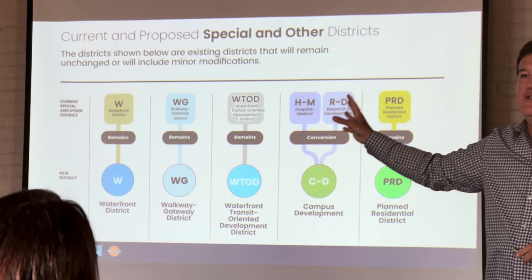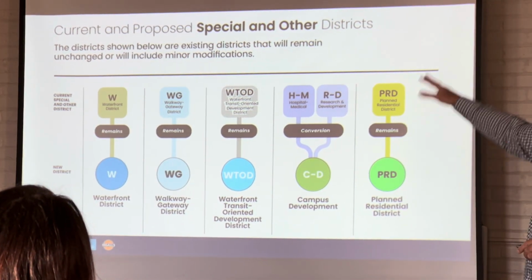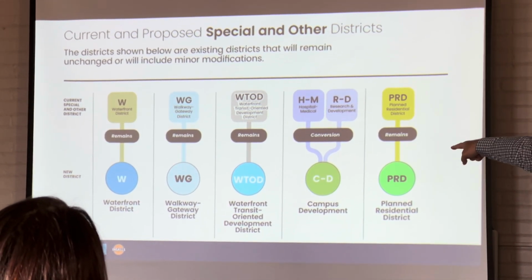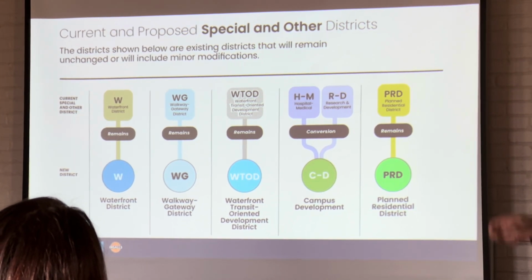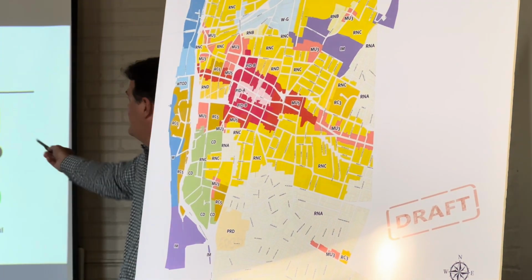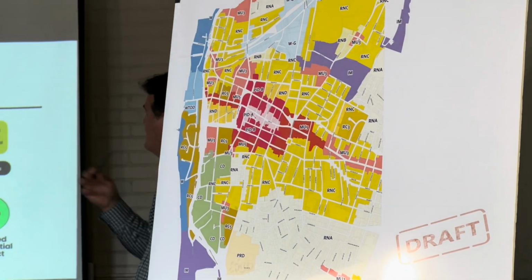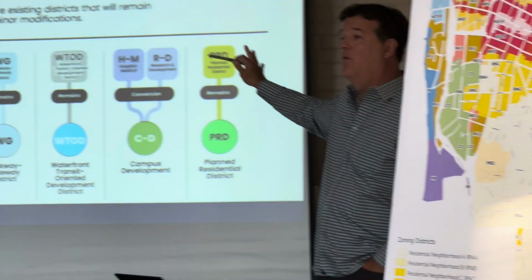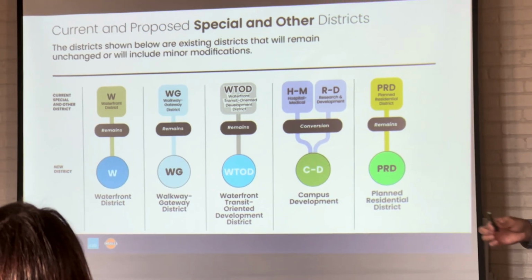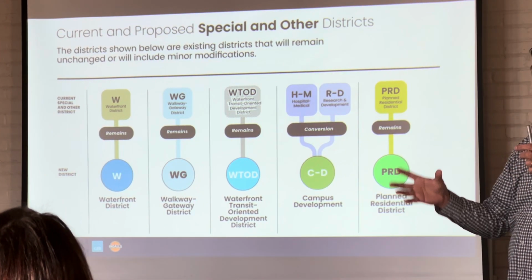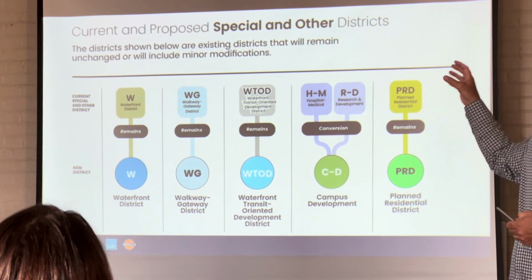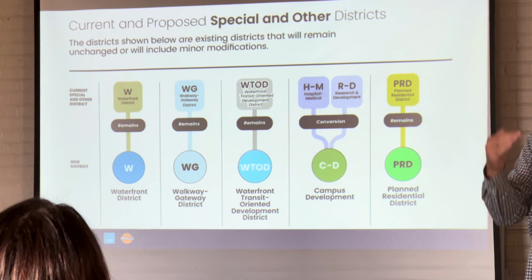All of those special districts, for the most part, just converted into new names, with the exception of the HM and the RD that converted into what we're calling the campus development district. You can see the CD, which is the green here, is representative of that district. So not much really changed at all with these districts. They got reformatted. There were a couple of tweaks we wanted to make, like some of these districts had their own standards that only pertain to those districts, or they had uses that you had to find in that district.